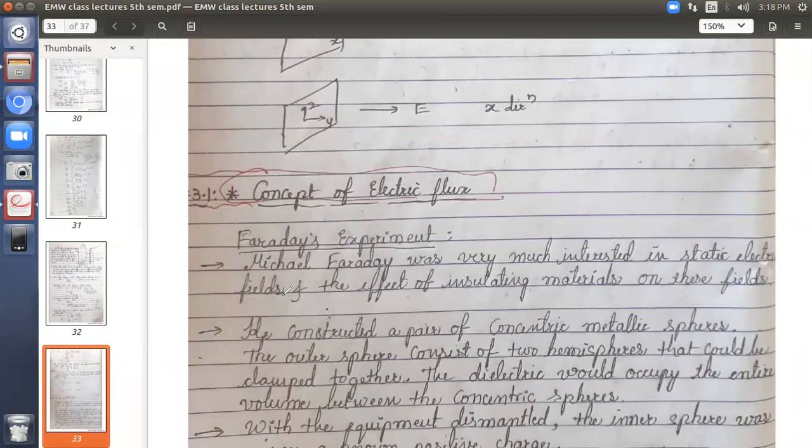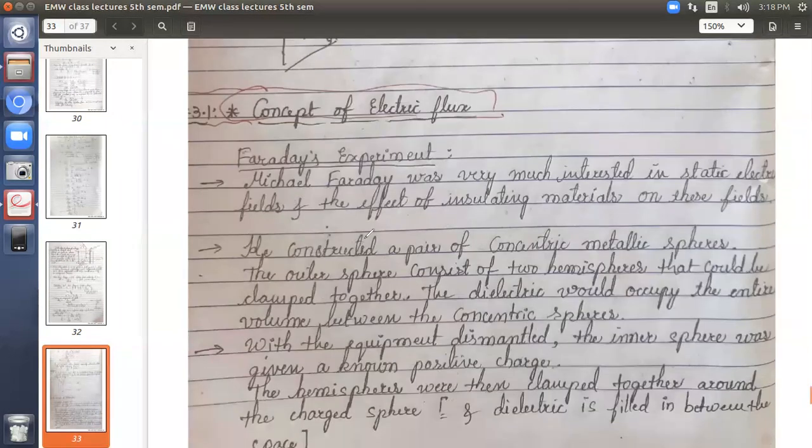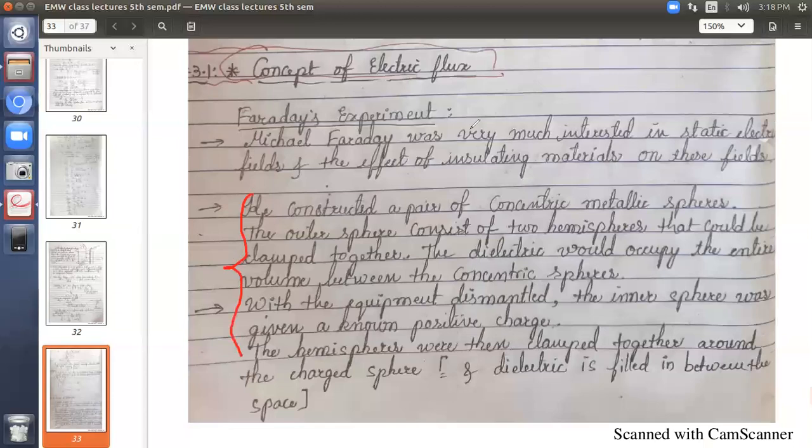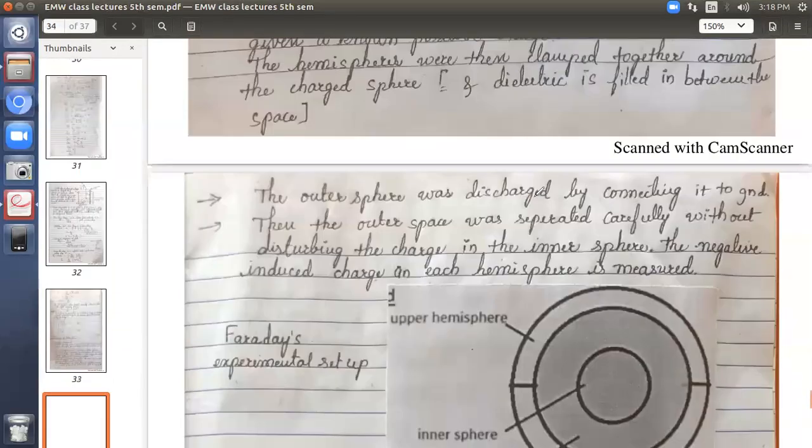What are the contributions of Faraday in this field, in electromagnetics? You might have studied about it. Faraday conducted many experiments, he has many achievements in his list. One such experiment he did, which probably you know, is about electric flux. So what experiment he conducted, let us see. I have written what all he has conducted, the experiment that I have listed here. So let me show you.